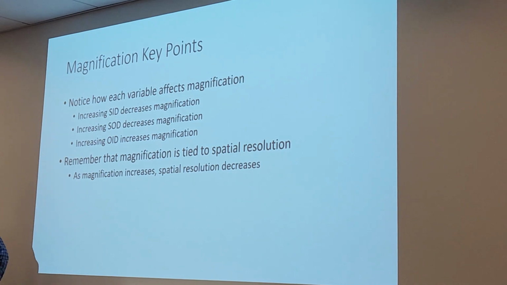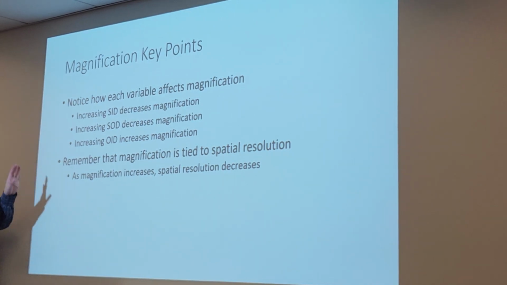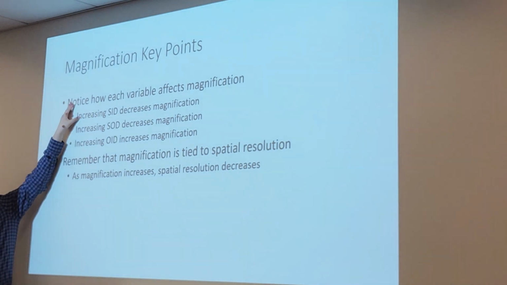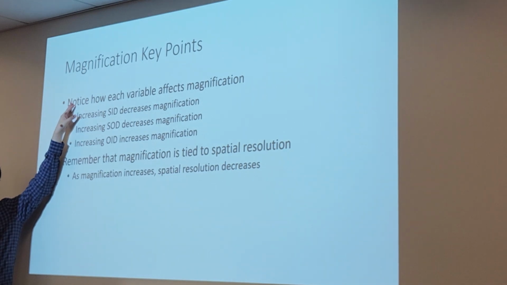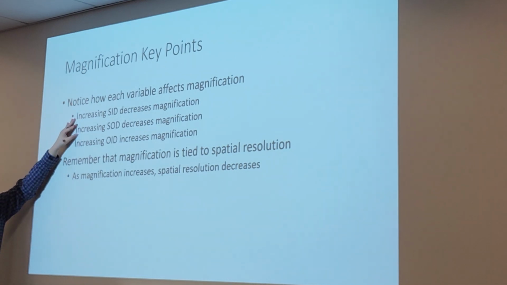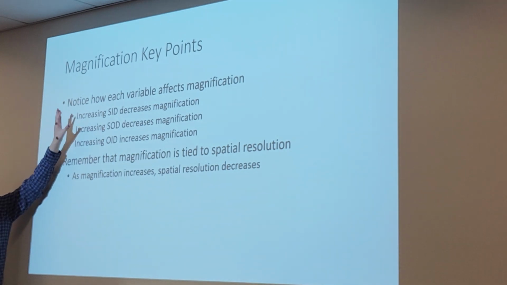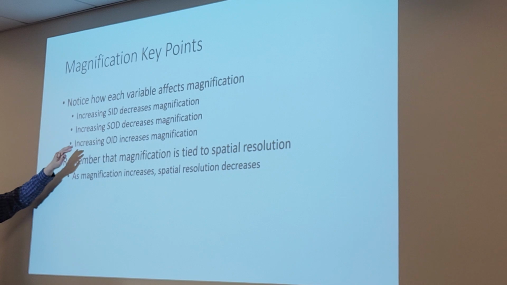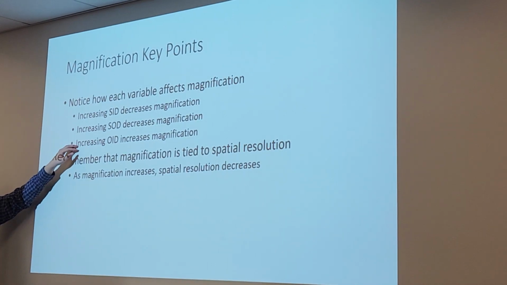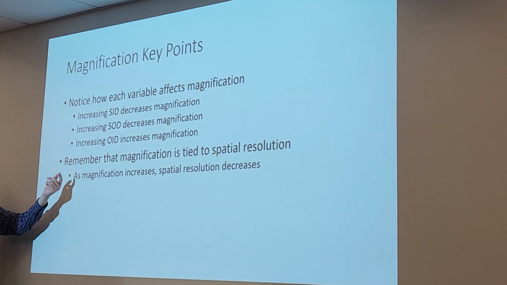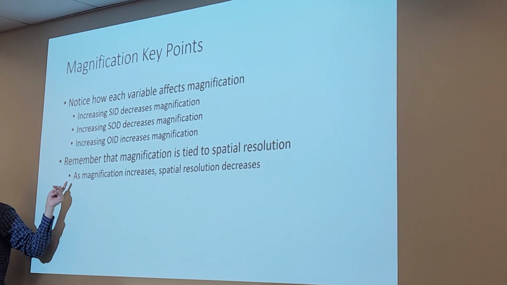Okay. Final notes about magnification. Notice how each variable affects magnification. If you increase the SID, that decreases the magnification. If you increase the SOD, that decreases magnification. And if you increase OID, that increases magnification. So SID and SOD, increasing them decreases magnification. But OID is the odd one out. Increasing the OID increases magnification. And as magnification goes up, spatial resolution goes down.